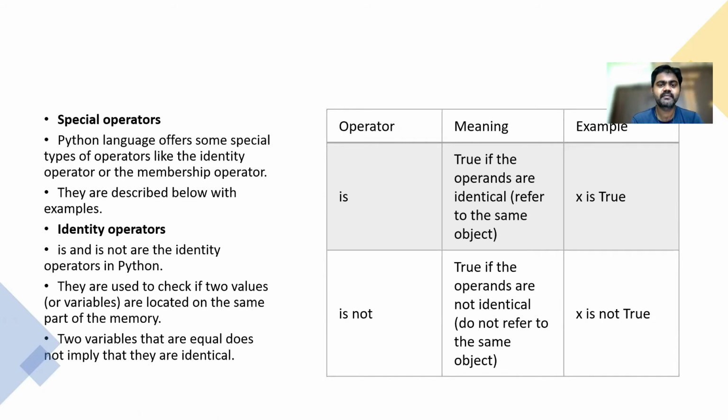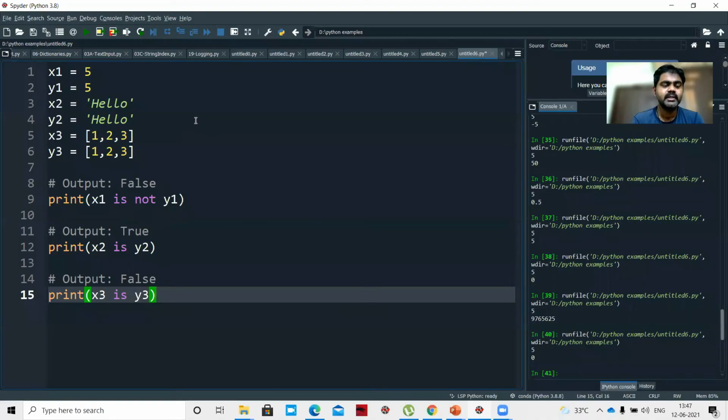So let's see an example for this. Let's say x1 equal to 5, y1 equal to 5, x2 equal to hello, y2 equal to hello, x3 equal to 1, 2, 3, y3 equal to 1, 2, 3. Okay, so x1 is not y1. What is x1? 5 is not y1. So is it true? No. Why? Because x1 is y1, because 5 equal to 5. But we are saying that x1 is not y1, so it is false. So we'll get output false.